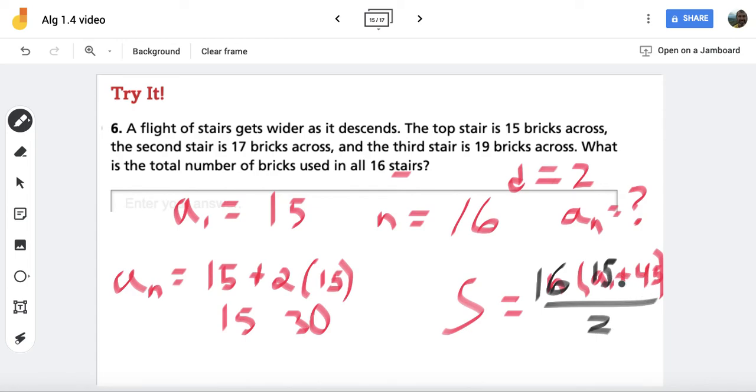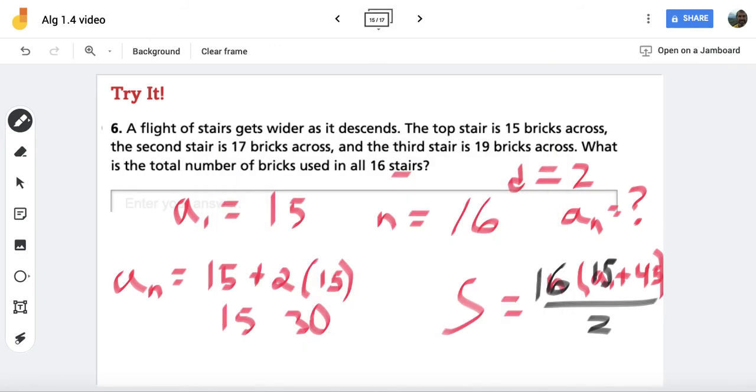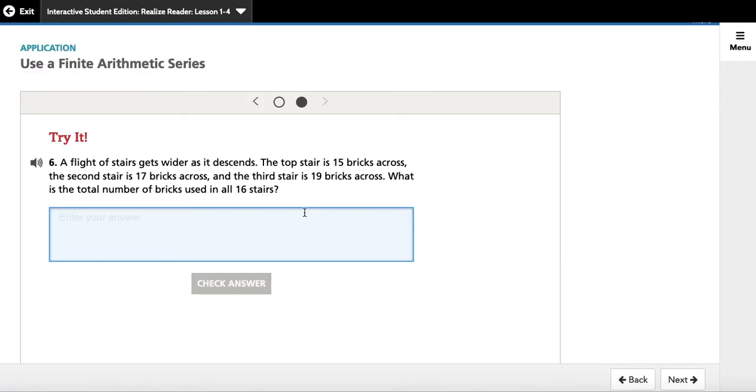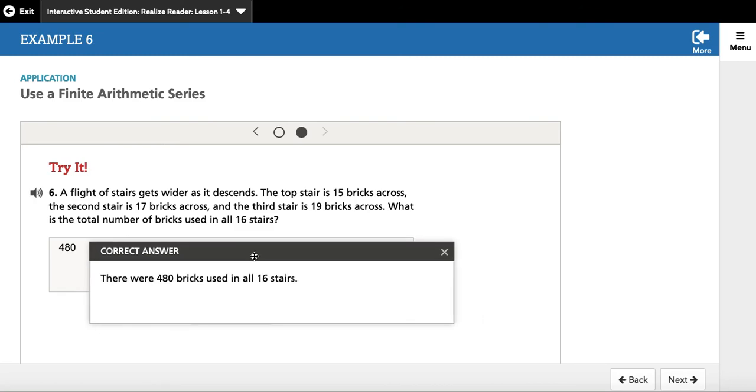15 plus 45 is 60. 60 times 16 divided by 2. 16 divided by 2 is 8, so 8 times 60. Oh, I don't need a calculator for this. 8 times 6 is 48, so 8 times 60 is going to be 480. Let's see how I did. 480. There were 480 bricks used for all 16 stairs.